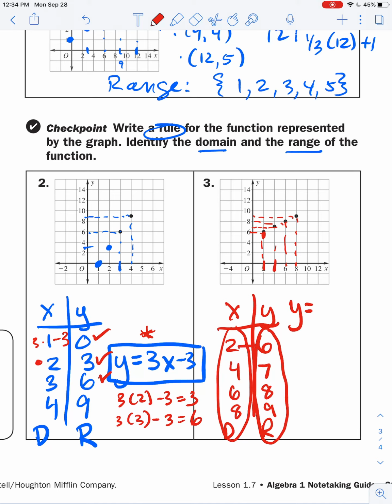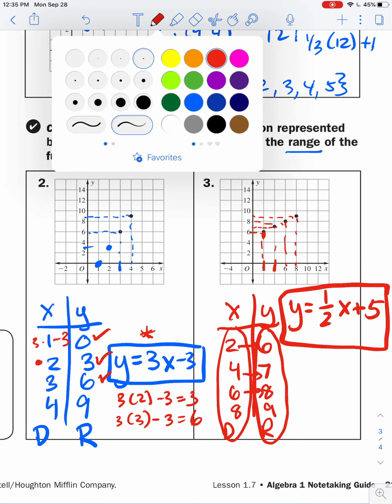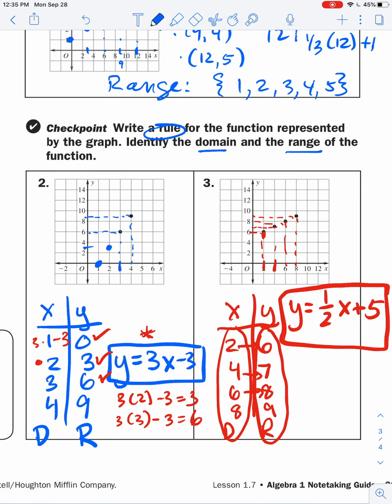And again, here I have to look and practice trying to match these up. What did I do to 2 to make it turn into 6? And then that rule has to hold for all of them. And what I'm coming up with is I have to take half of the X, but then add 5. And that is, like I said, super tricky.